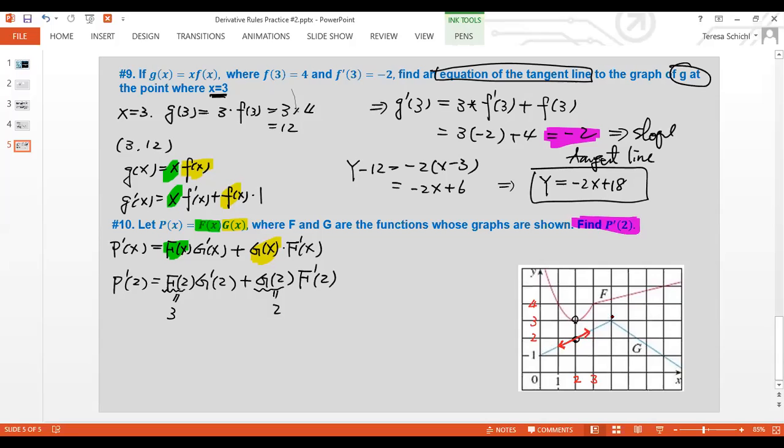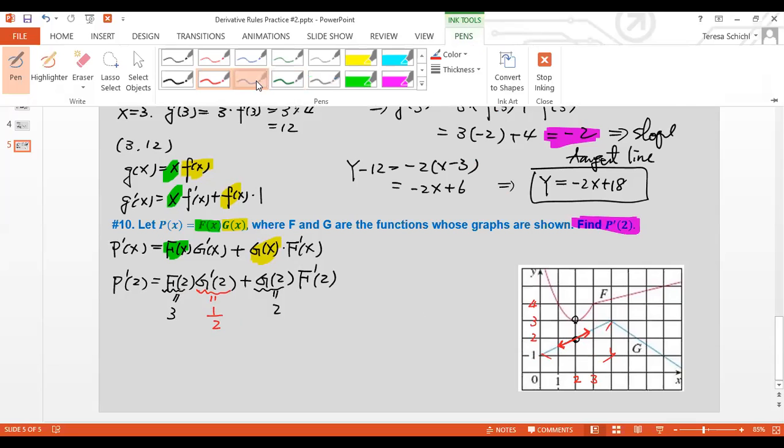So what is the slope of this line here? This one's here, what is the slope of this line? It's rise over run, right? So it's 1/2. So I know this one is 1/2.